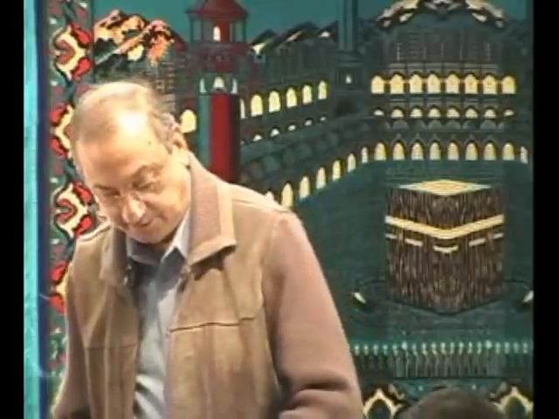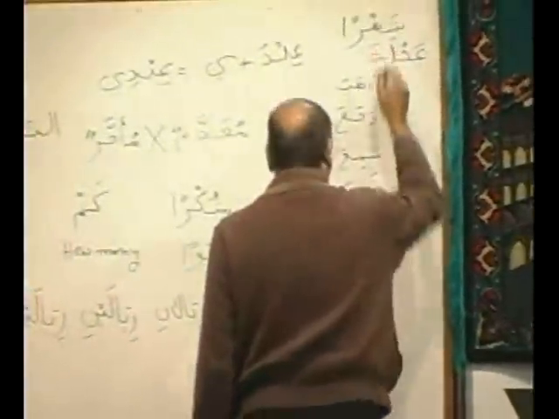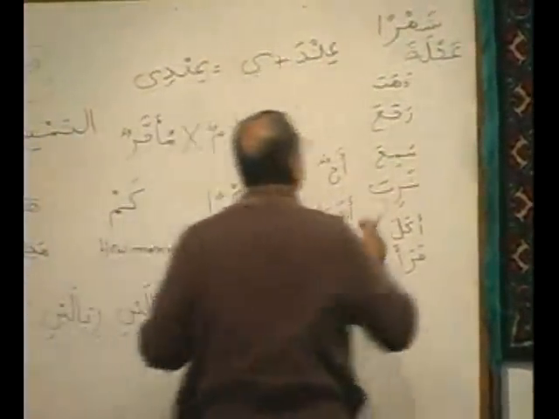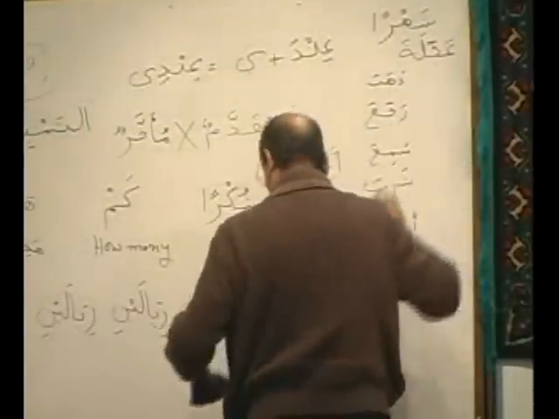Sister Sumayya, is it your turn? Darrajatan is a bicycle. So what will you say? Kam wheels. Kam ajalatan. What is it? Kam ajalatan. Okay, brothers and sisters. Kam ajalatan. Okay? Kam ajalatan. Liddaraj. How many wheels to the bicycle?